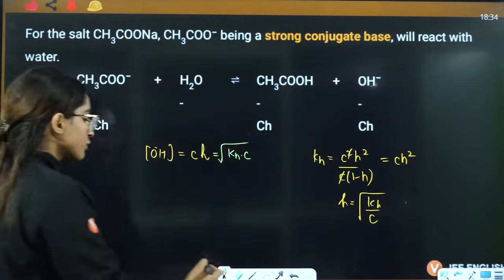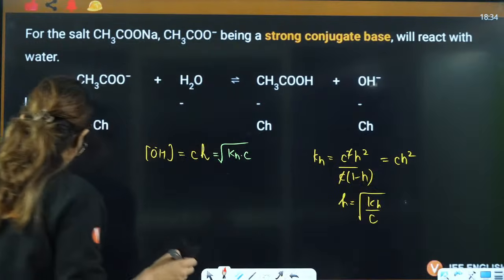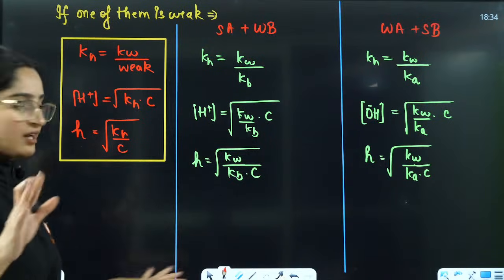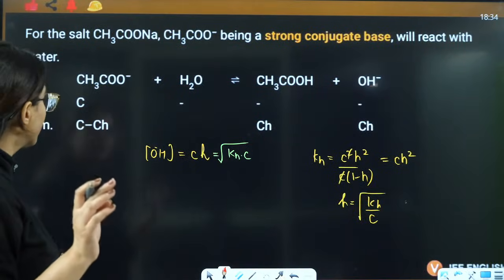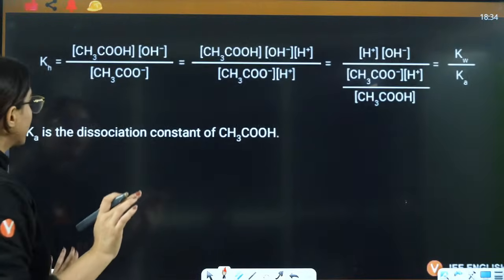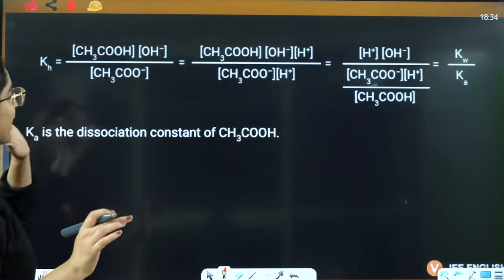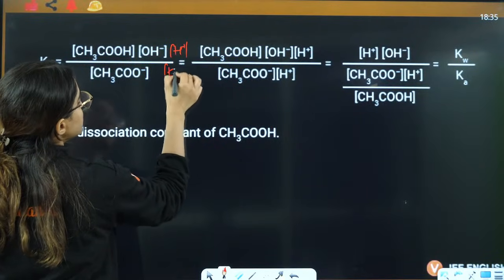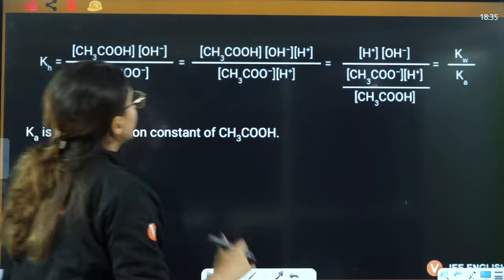Okay. Now the question is, ma'am, how can you just directly write that KH is equal to KW by KA? It is also the same thing here. If you see, in this case, product by reactants, write it in that form, product by reactants. Multiply it with H positive and divide it with H positive, right? It will be this thing.